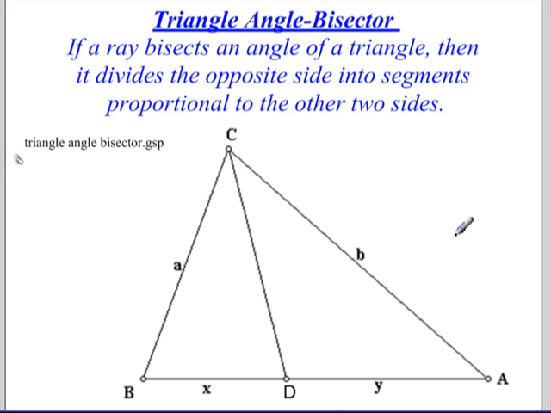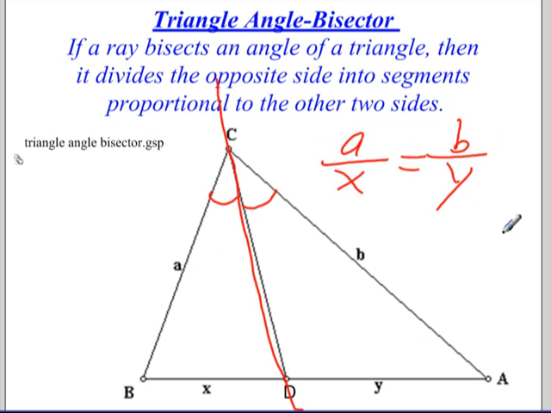So again, the formal definition you should have in your notes, this is really the formal definition of that theorem. If a ray bisects an angle of a triangle, so if this is an angle bisector, those two angles are equal, then it divides the opposite side into segments proportional to the other two sides. Wow, that's a lot of words. But again, all it means is it splits. You could sort of think of it as that angle bisector splits the left half and the right half proportionally. So I could say, for example, that the ratio of A to X is the same as the ratio of B to Y. Those sides are in the same ratio.